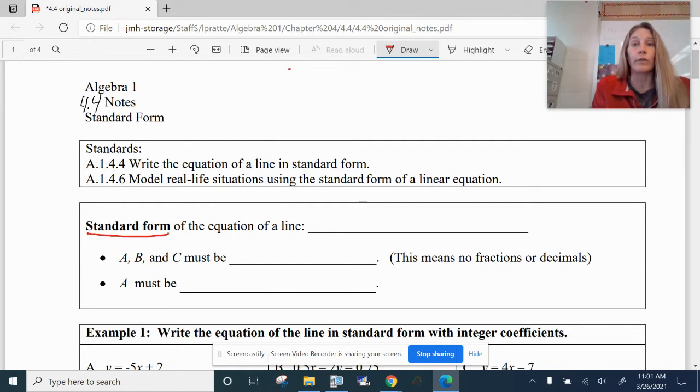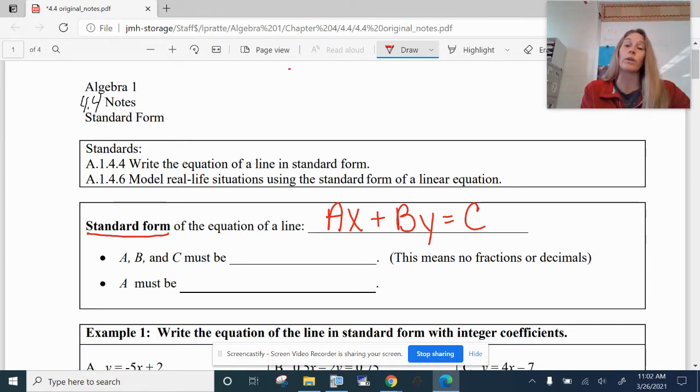We've talked about standard form before when we were graphing equations, particularly when we were graphing things using the intercept method. We found that to be the most useful when equations were in standard form. So standard form, just to review, is when you have your x and your y terms both on the same side of the equal sign, and then on the other side of the equal sign you have your constant term. So we typically will write it as ax plus by equals c.